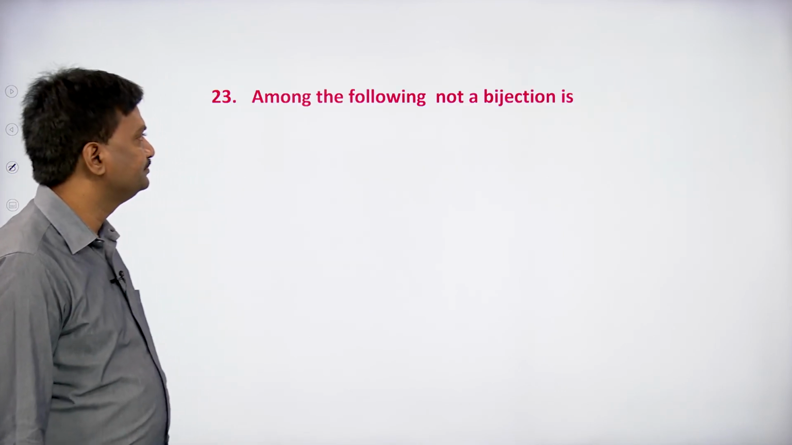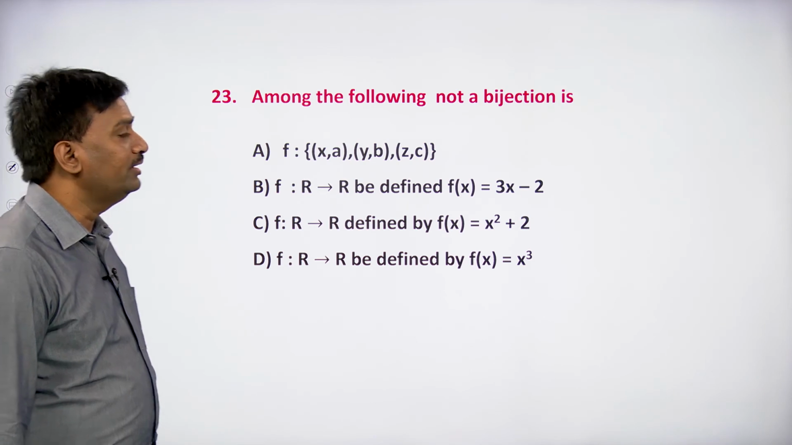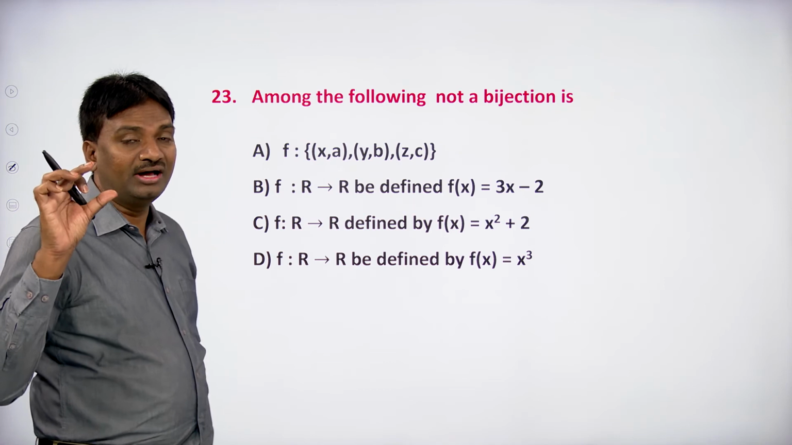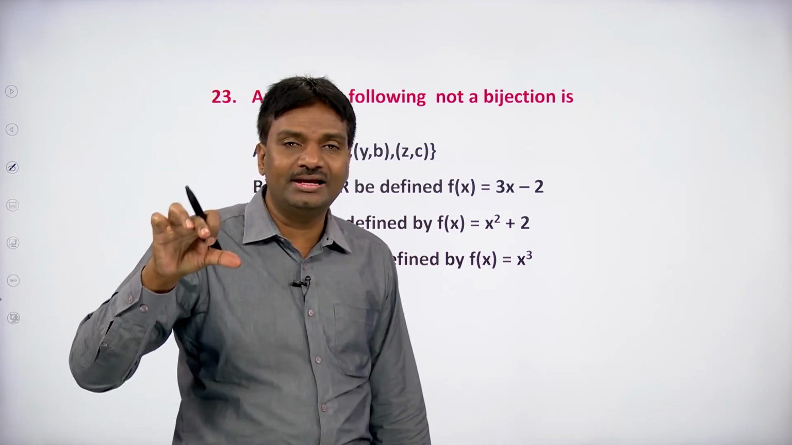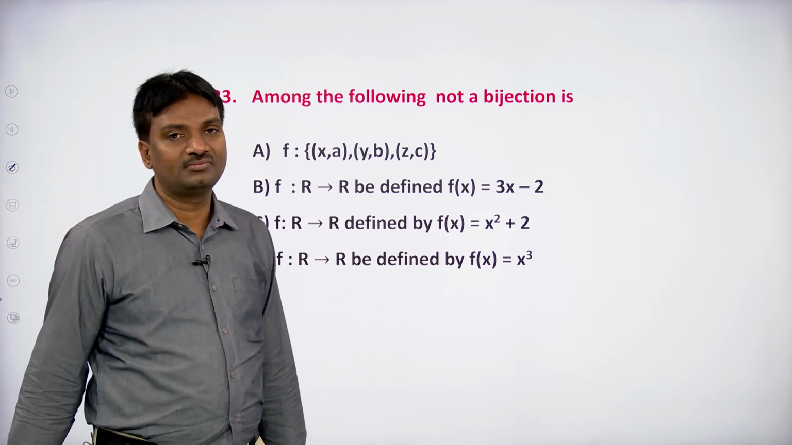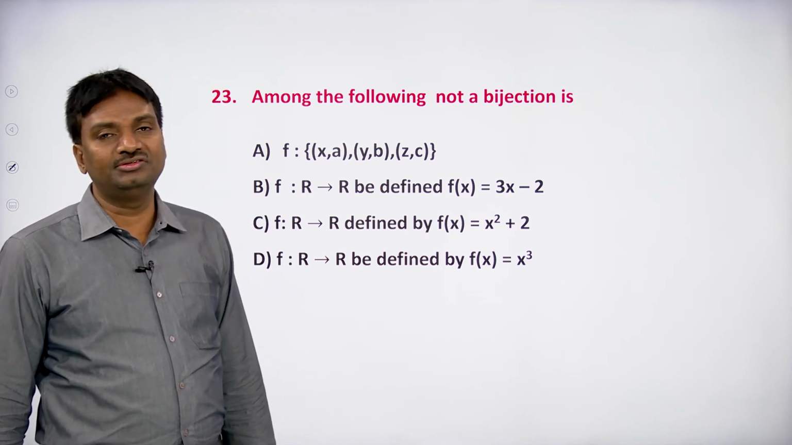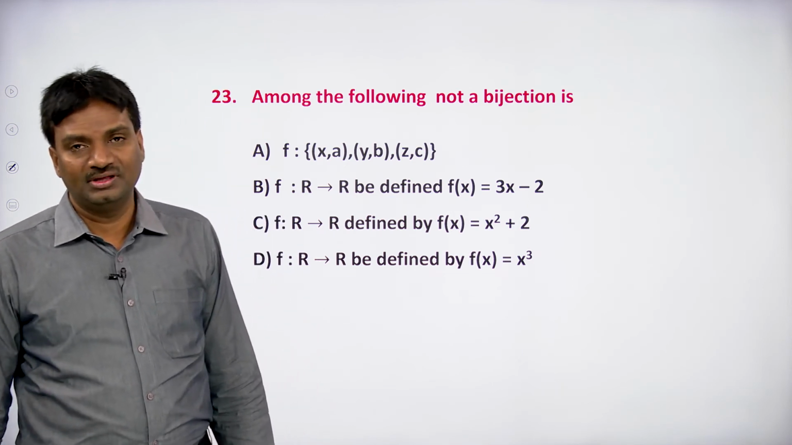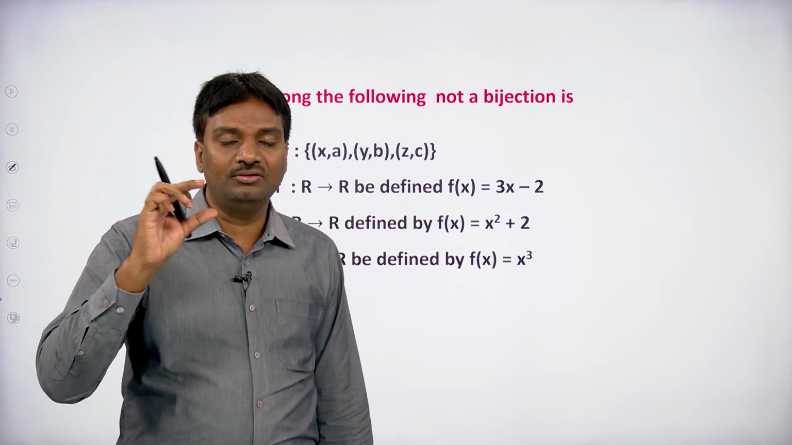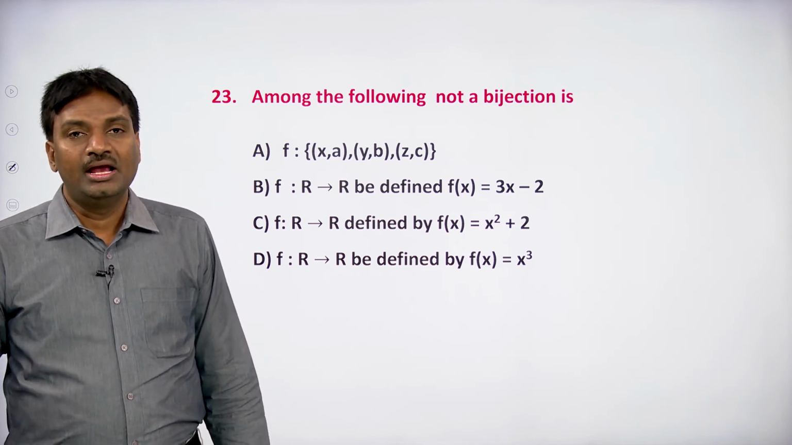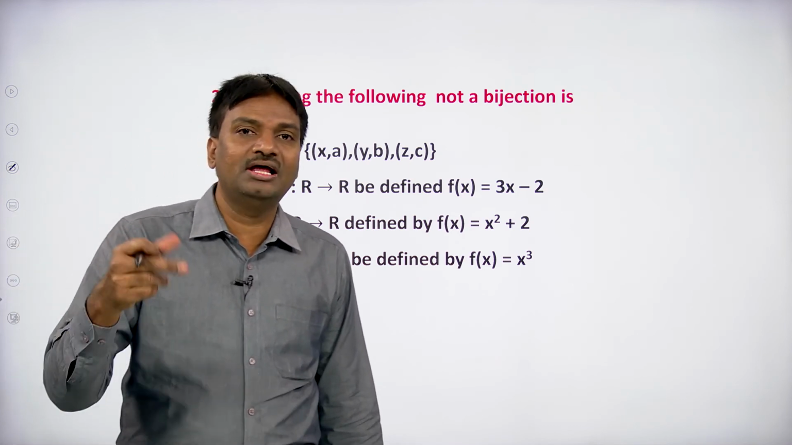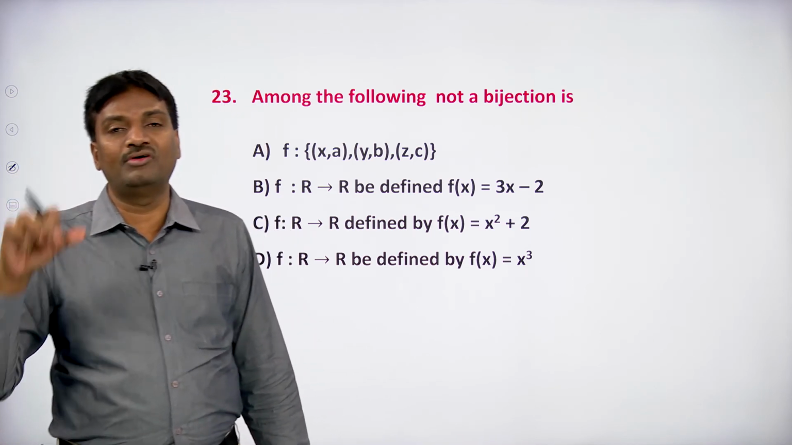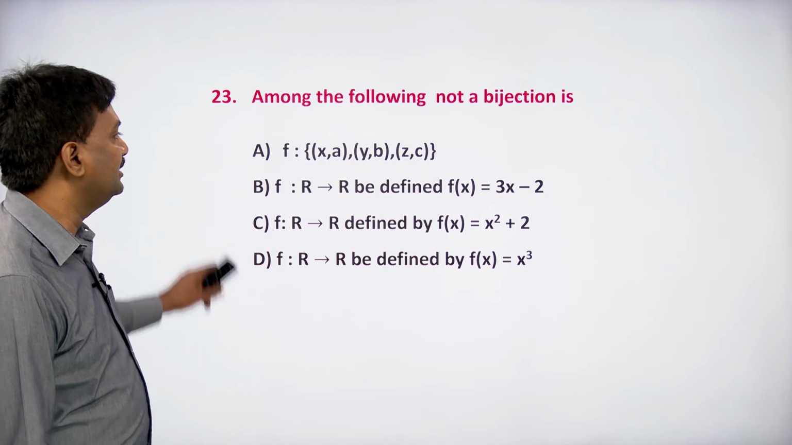So next, among the following, which is not a bijection? Here 4 options are given. A function f maps A to B is said to be a bijection if it is both 1-1 and onto. If it is 1-1 but not onto, then we can say that is not a bijection. If the function is onto but not 1-1, then we can say that is not a bijection. Only a function which is both 1-1 and onto is a bijection.